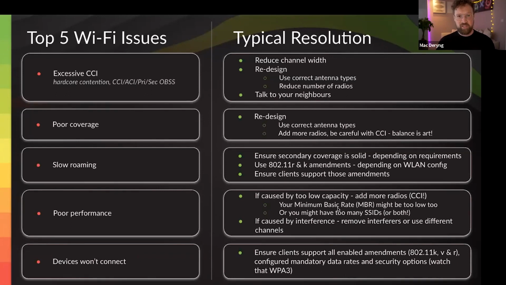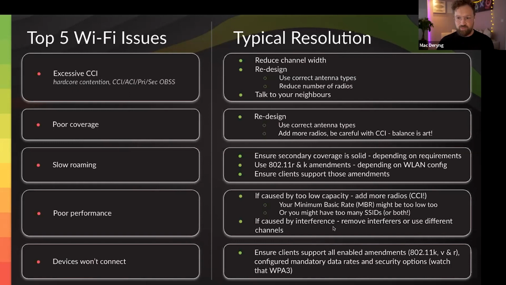Third thing is slow roaming. You might expect your Wi-Fi to give you voice and video capabilities, but when you walk around the office on a call, you drop off. And the biggest thing that can affect roaming is secondary coverage. It must be rock solid. Today, you pretty much design secondary coverage to be as strong as primary. And you have to use amendments.